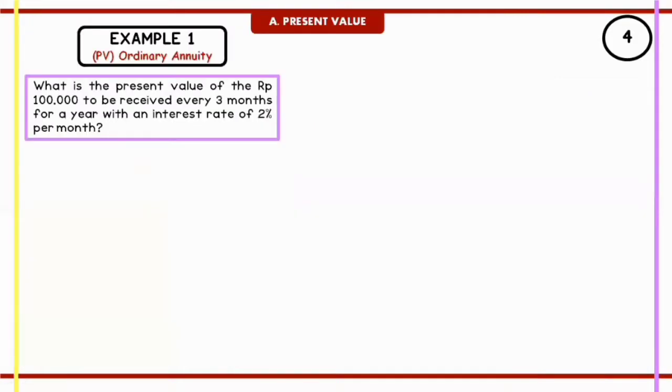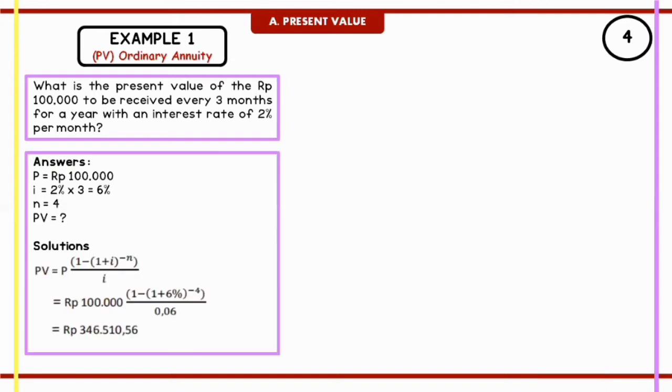And then this is the example of PV ordinary annuity. What is the present value of the 100,000 rupees to be received every 3 months for a year with an interest rate of 2% per month? And this is the answer. We know P or payment equals to 100,000 rupees. Interest rate or I is 2% times 3 because it's every 3 months equals to 6%. And n or period is 4. Solution, we got this.